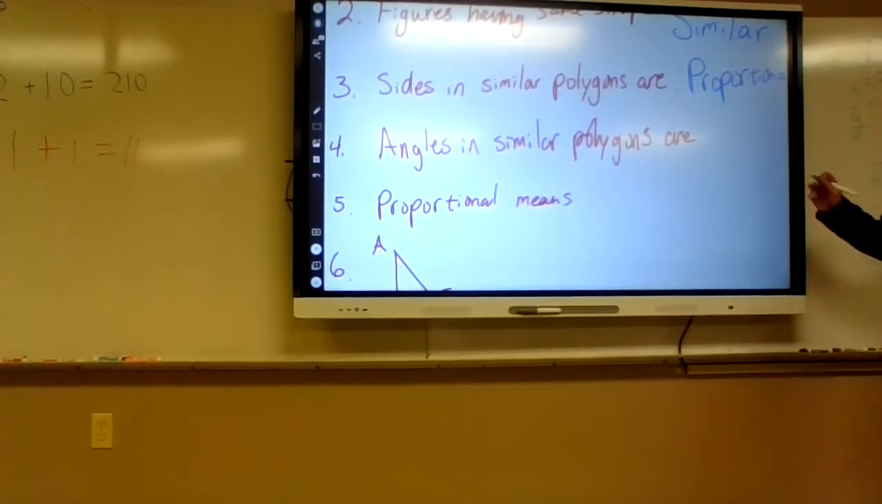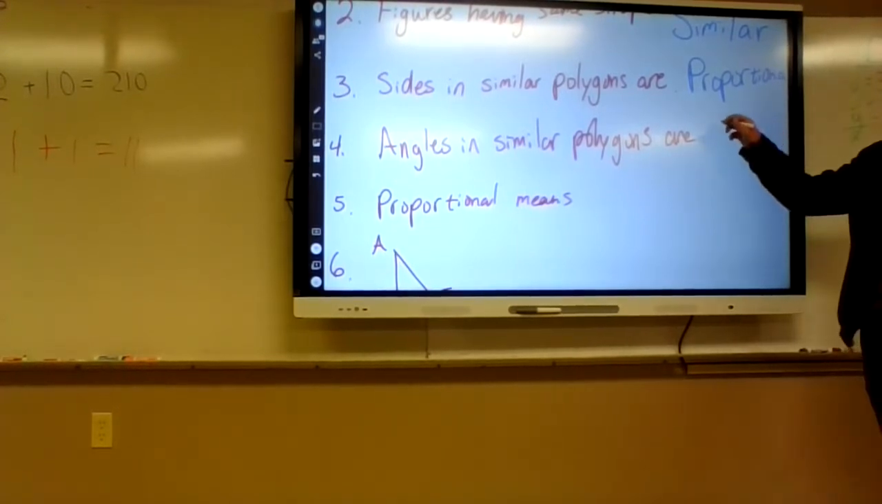Sides in similar polygons are proportional. Angles in similar polygons are similar? Congruent, good job.